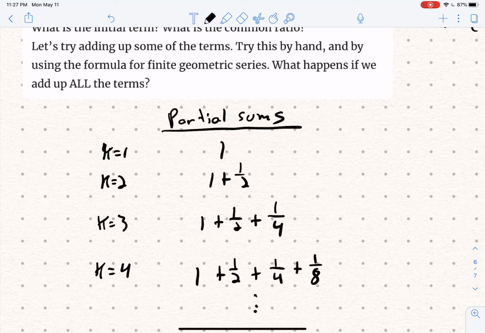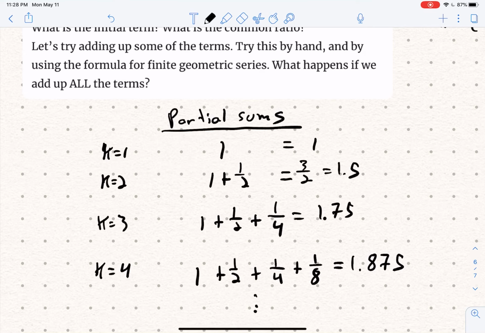Now, the sums, well, the first one is just equal to 1. The second one, we need a common denominator. It's going to be 2, and if we add them together, we get 3 halves. And, of course, we can write that as a decimal if we wish. That's 1.5. This one, we have 1 plus a half plus 1/4. We can figure it out as a fraction, I'm just going to leave it as a decimal. This is 1.75. This one is 1 plus a half plus a fourth plus an eighth. This one is 1.875.